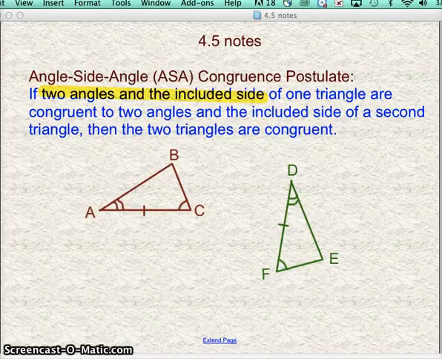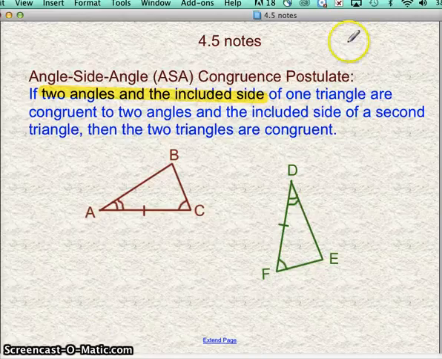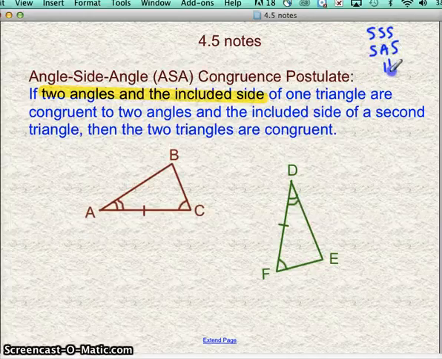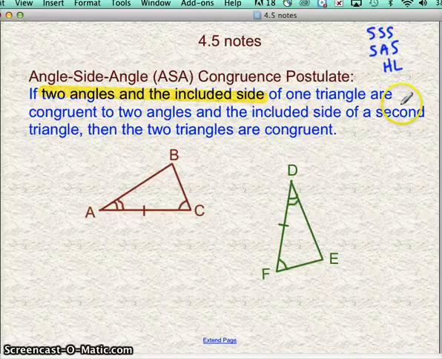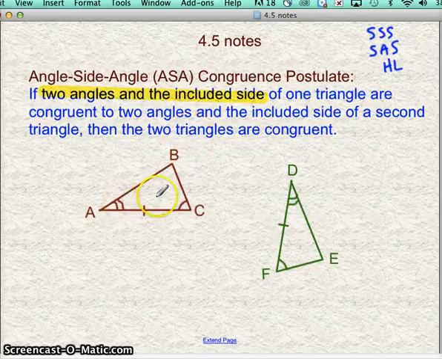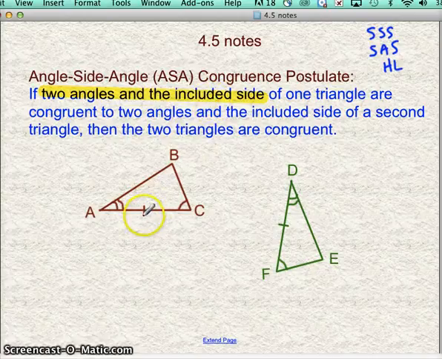This is just some more ways to show two triangles are congruent. Over the last few days, we've talked about side, side, side. We've talked about side, angle, side, and we talked about hypotenuse, leg. Now today we're going to add in angle, side, angle. So now we're talking about when you have two angles with the side in between. That's the included side, the side in between.